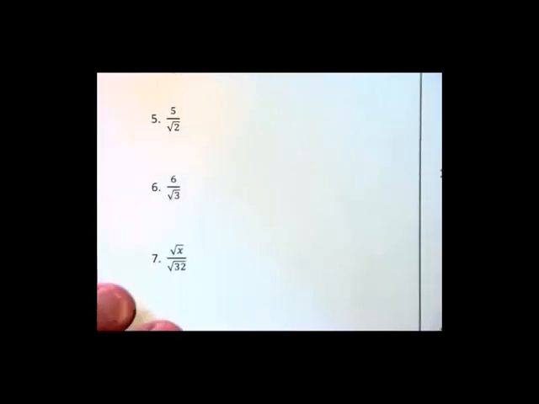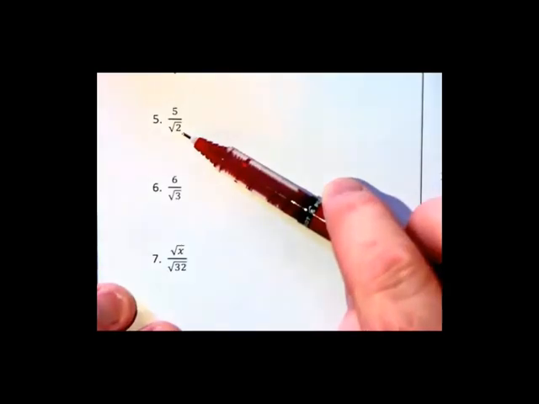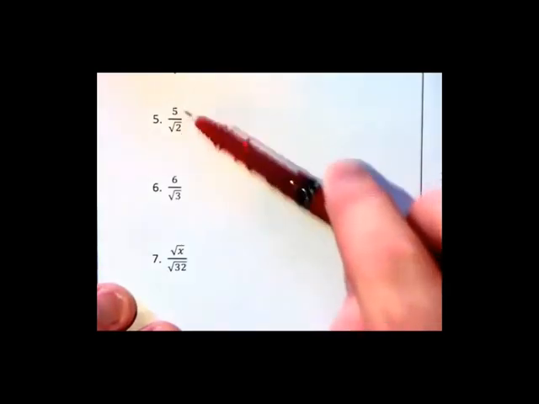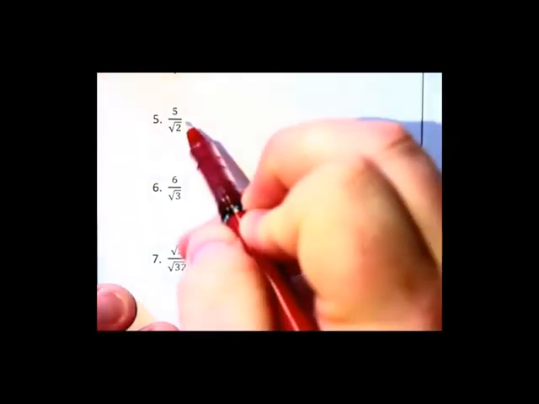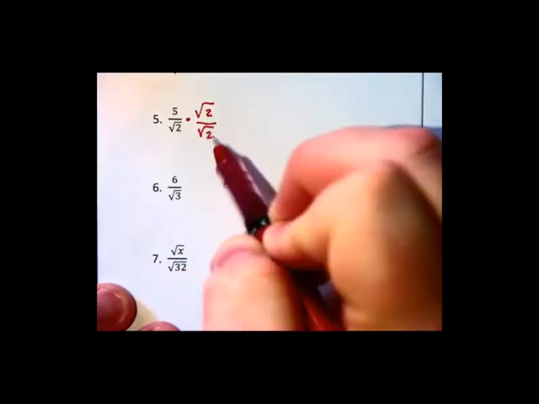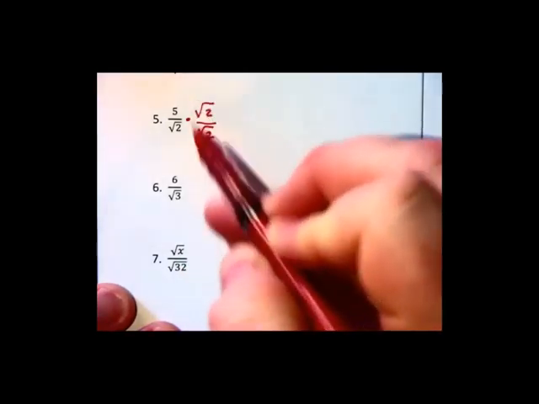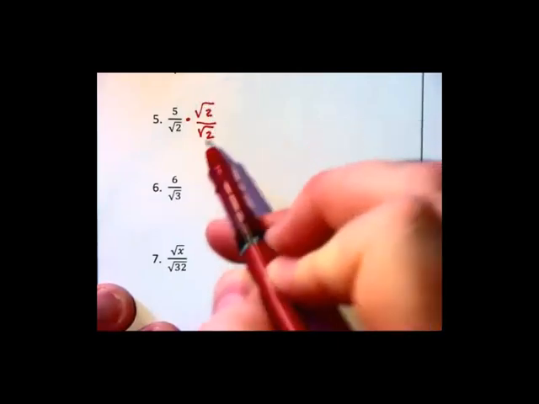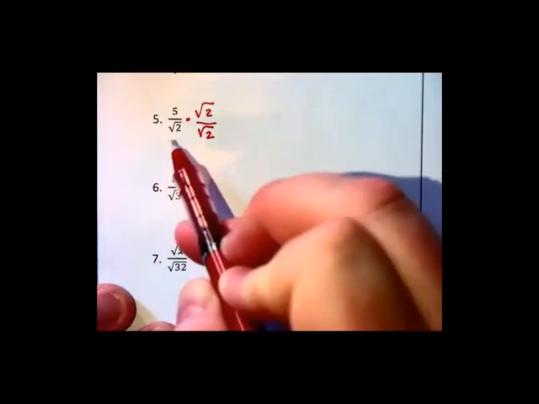Notice in number 5 that you cannot take the square root of 2, nor can you cancel at all because there's nothing to cancel with. So we have to have a trick. We multiply by root 2 over root 2. What that does is it multiplies by 1. Anything over itself is 1. And anytime you multiply by 1, what you get as the product is equivalent to what you started with.